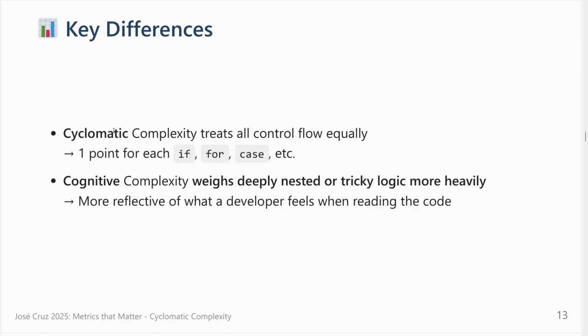So the key difference: the cyclomatic complexity treats all control flow equally. So 1 point for each if, for, case, and so on. That's how the cyclomatic complexity is calculated, for instance, in SonarQube. That's where you have a node for a complete if. They don't care if there are 2 or 3 ANDs inside. But the cognitive takes that into account. So with that formula about the nodes, you can still use the nodes, but sometimes the value will not be 1. Sometimes it will be more than 1.